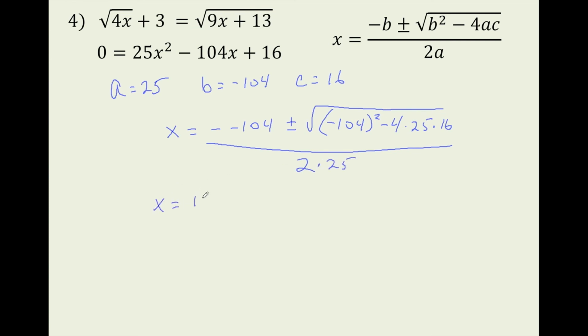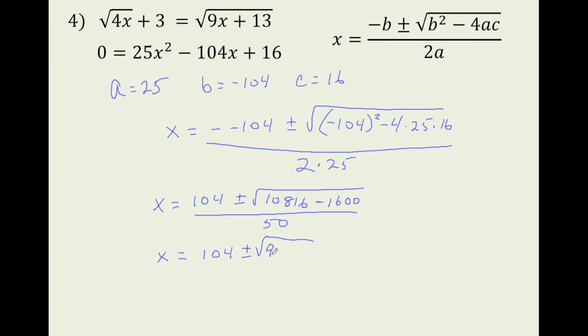x is equal to 104 plus or minus the square root of negative 104 squared, which is 10,816, minus 1,600, over 50. x equals 104 plus or minus the square root of 9216 over 50. x equals 104 plus or minus 96 over 50.